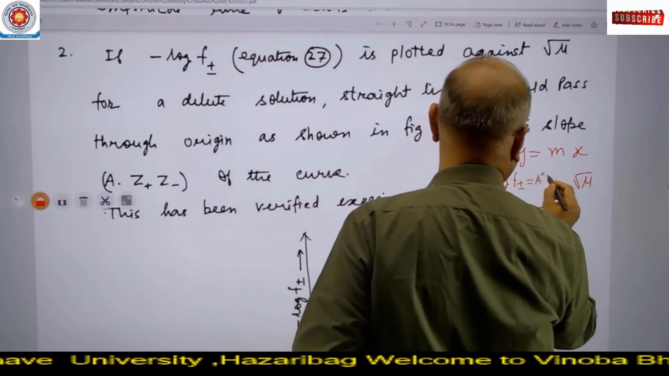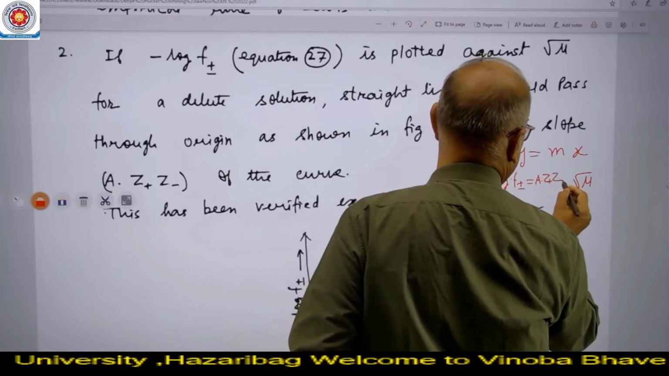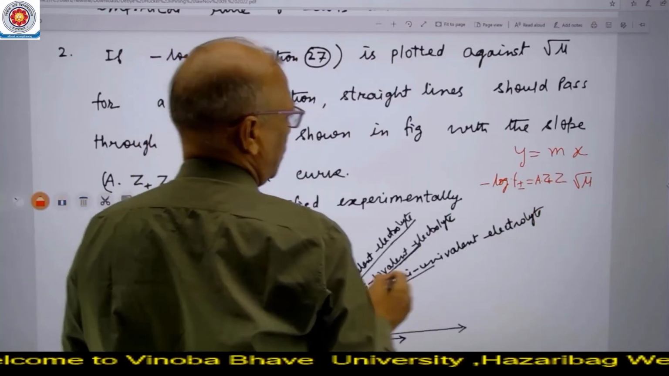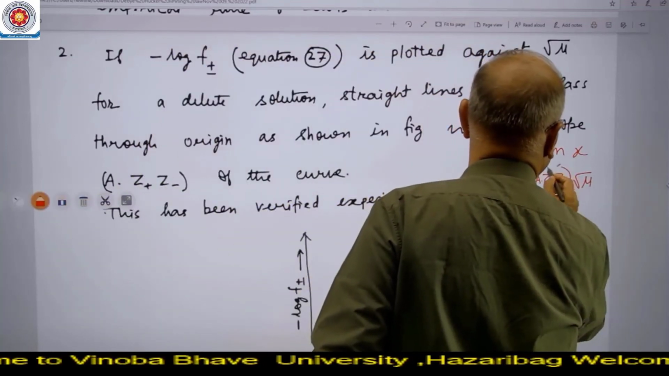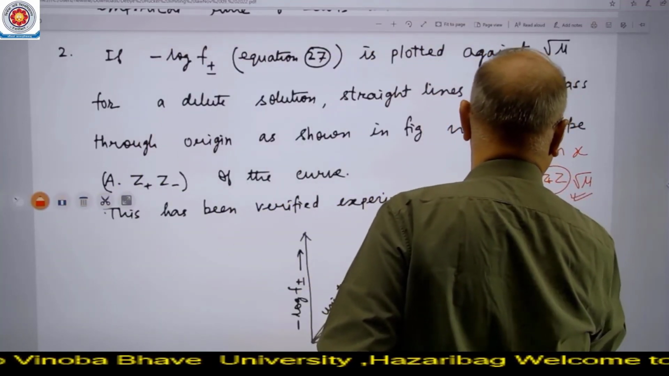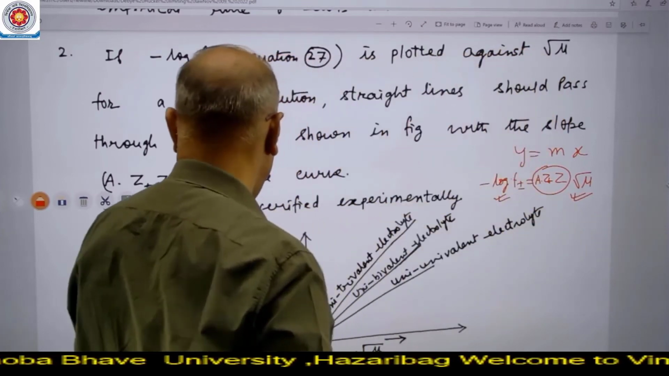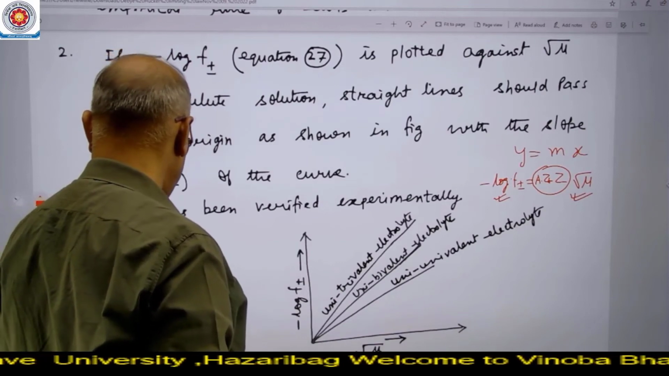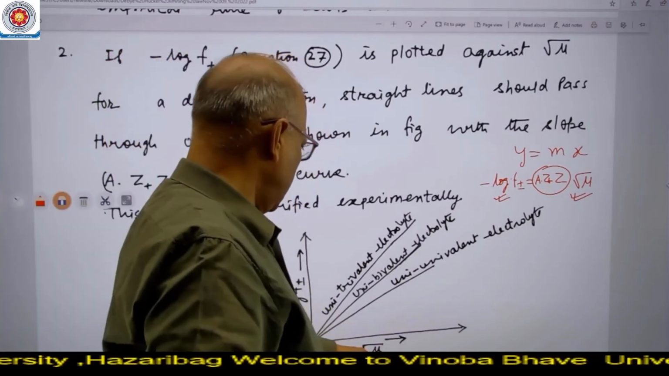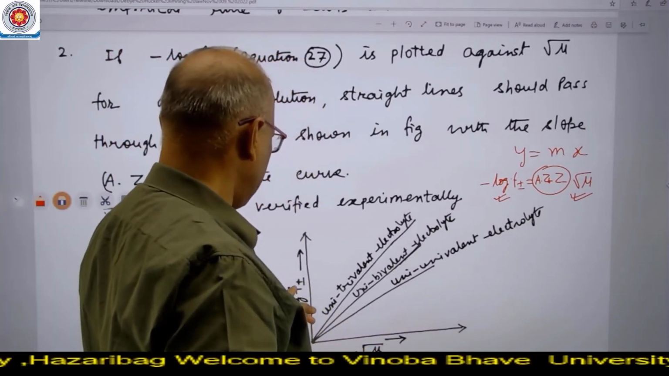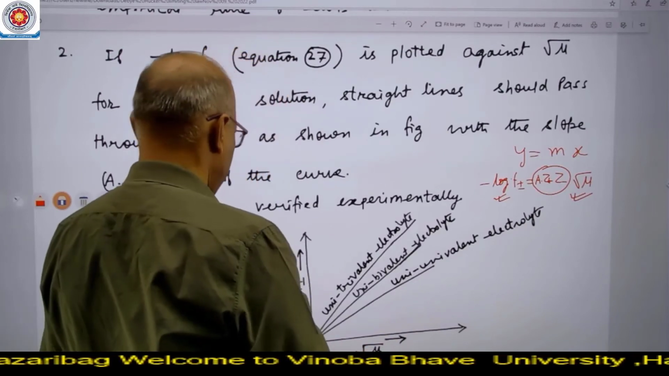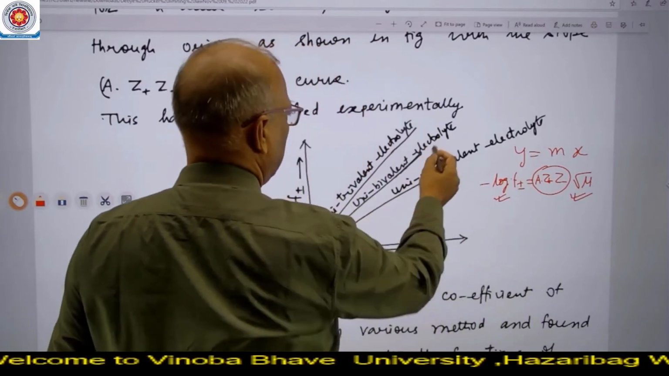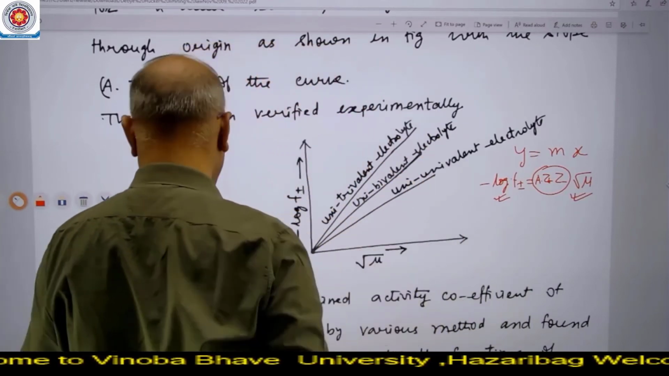गुणा z+ और z− है। So this is the slope, this is the x-axis, x coordinate, this is y coordinate, and finally we will get the graph like this. Root mu is on x-axis, minus log f plus minus in the y-axis, and this is for univalent electrolyte, this is for unibivalent electrolyte, this is for unitrivalent electrolyte.